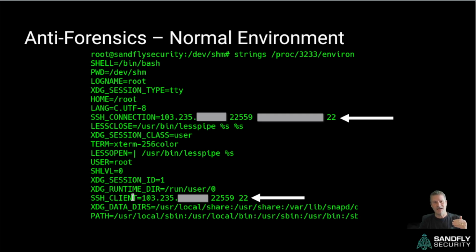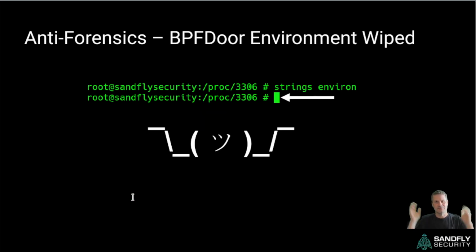Now, BPFDoor, what do we see? Nothing. You run an environment command, it's completely empty. This is very unusual. You'll get kernel threads and some other child processes that may not have a process environment, right? That does happen. But for one started from a shell environment, that should have some type of environment variables with it. It might not have much, but it should have something. This had absolutely nothing.